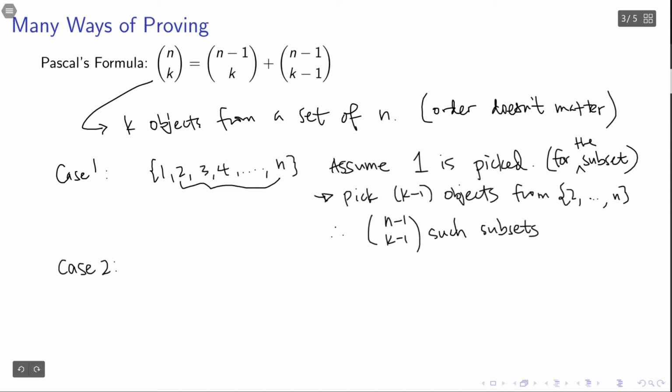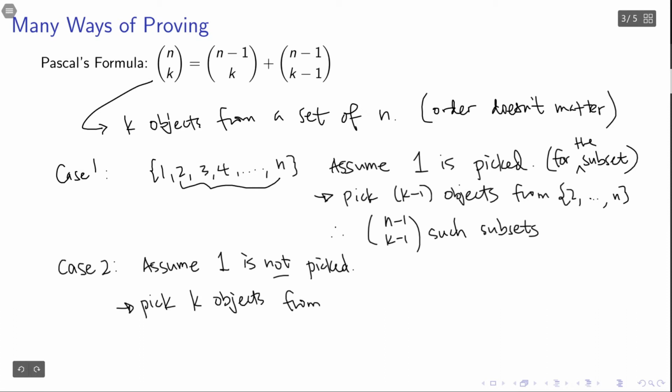Case 2, on the other hand. Well, now if we assume that the number 1 is not picked, that means we still need k objects, but now we're only picking, again, from the set from 2 to n, which has n minus 1 elements. Therefore, there are n minus 1 choose k such subsets that don't contain the number 1.